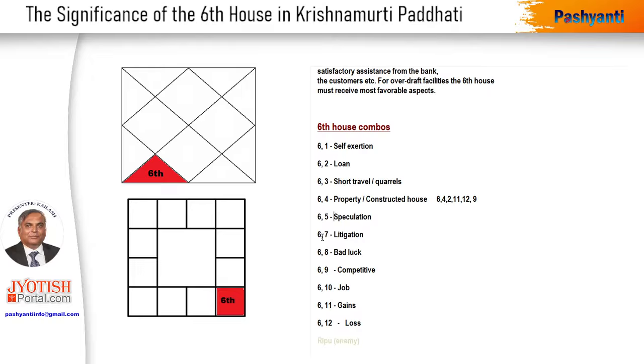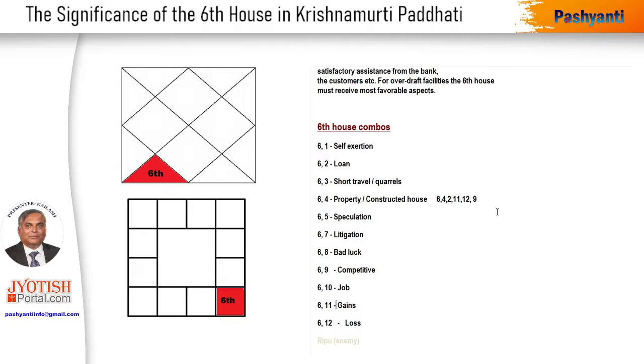6-7 indicates litigation. 6-7 also indicates the partner or the spouse going away. And 6 and 8 is not a good combination. It is a bad luck combination. And 6-9 shows that a person will be successful, will have some kind of stroke of luck after some competition. 6-10 is a very good combination for the job. 6-11 is for gain, and 6-12 is for loss.